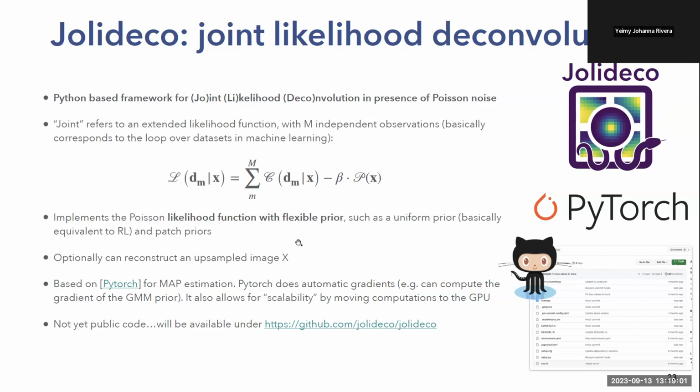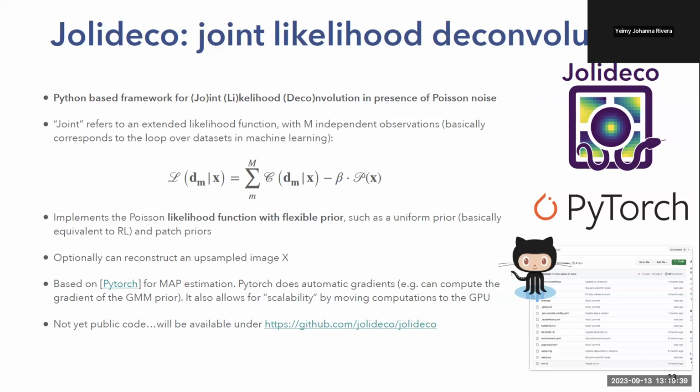I've set up the implementation to be a bit more flexible, so I can not only work with a uniform prior, which would correspond to the Richardson-Lucy case, but I can also work with these patch priors and possibly other priors. And I can optionally reconstruct with this JollyDeco package an upsampled image, to increase the angular resolution even more. So the resolution of the reconstructed image does not correspond to the data, but is upsampled by a factor of 2, for example. This is all based on the package PyTorch for the maximum a posteriori estimation.